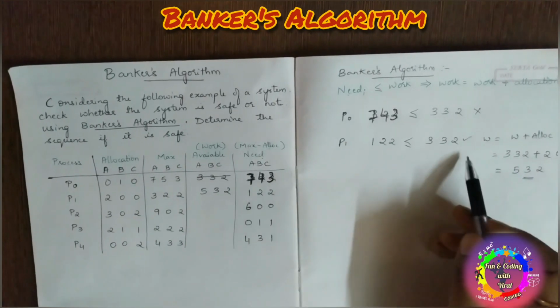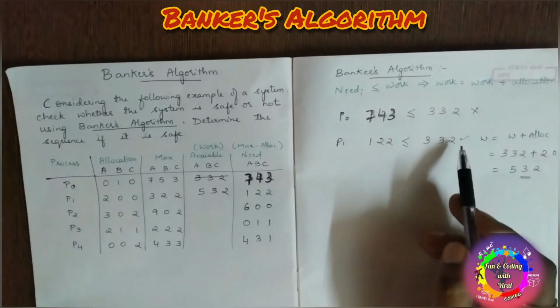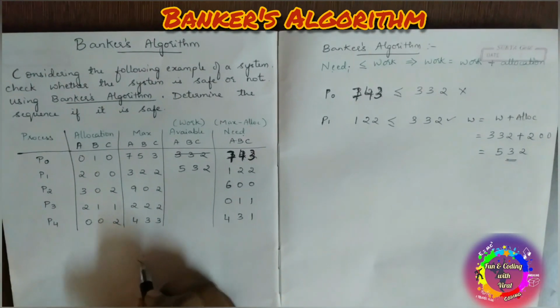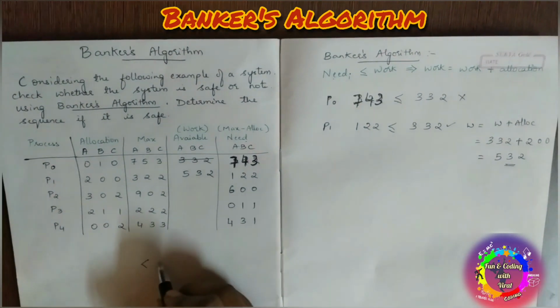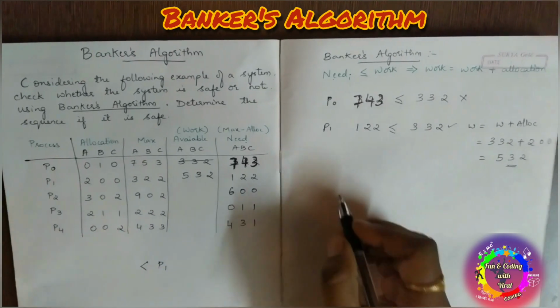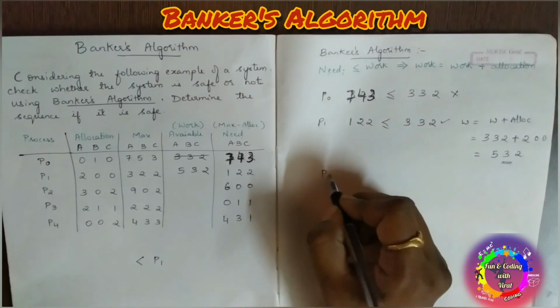532. Meanwhile, after you get any one process into the safe state, you need to write the safe sequence here. That is, P1 is the first process which enters the safe sequence. Likewise, you need to calculate for the remaining processes.